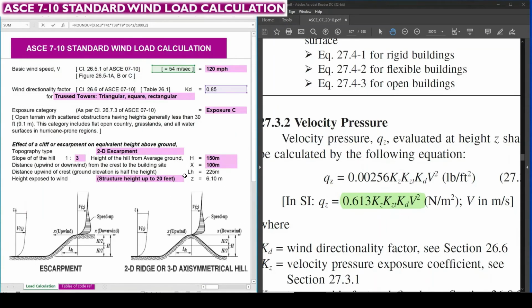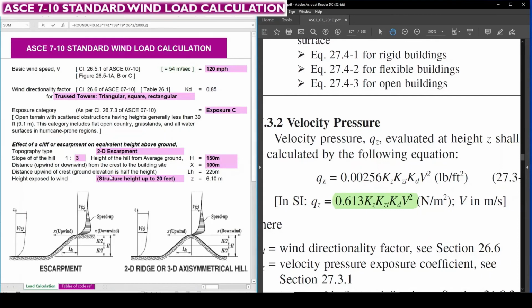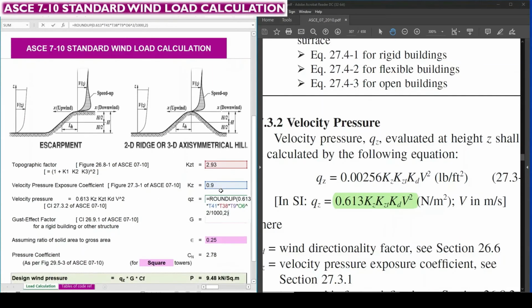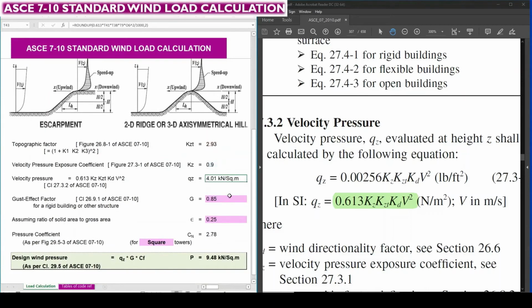So applying this formula, where V equals basic wind speed in meter per second as we are considering SI units, and Kd is 0.85, Kzt is 2.93, Kz is 0.9. Applying this formula, we are getting 4.01 kilonewton per square meter as our velocity pressure.